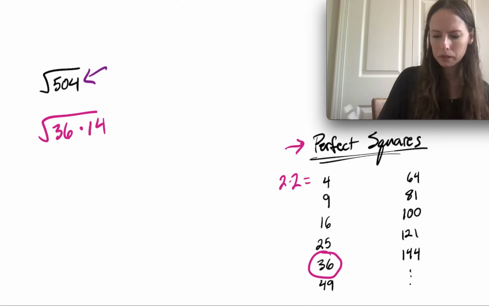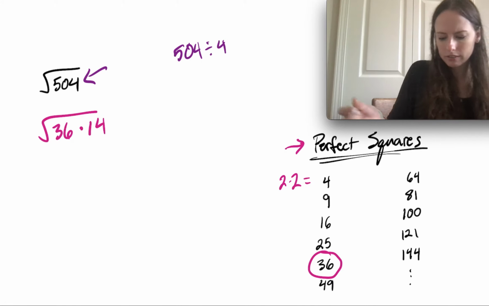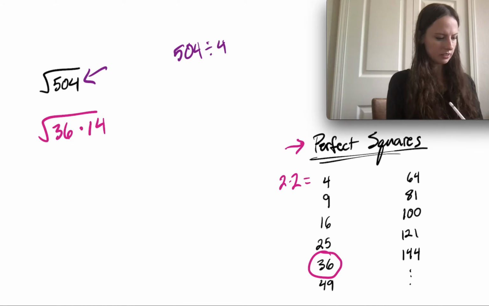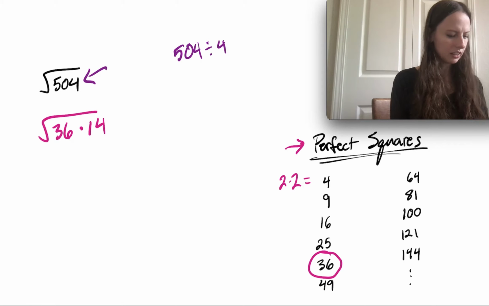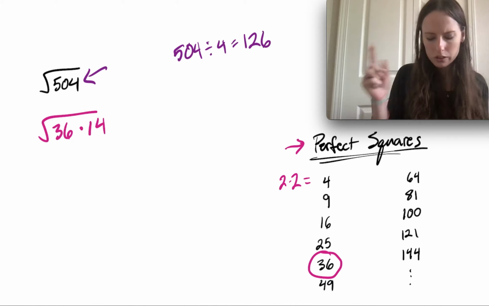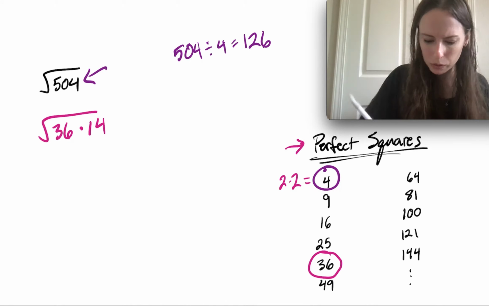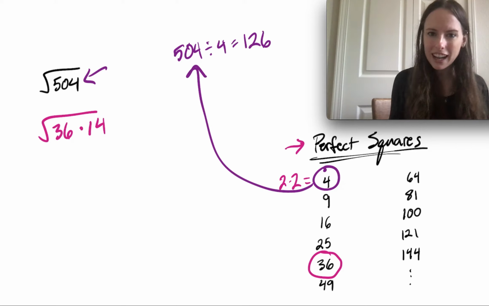So for example, 504 divided by 4. Does that give me an answer? Well, let me just take out my calculator and see. 504 divided by 4, yeah, that equals 126. So that tells me that 4 is a perfect square that goes into 504.